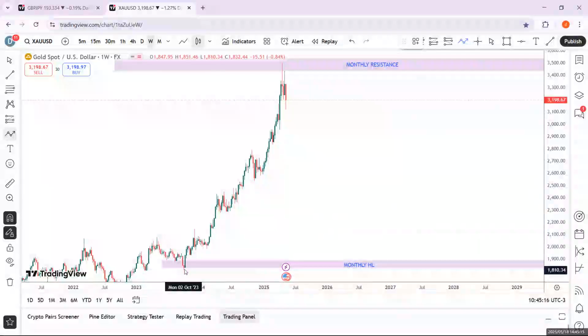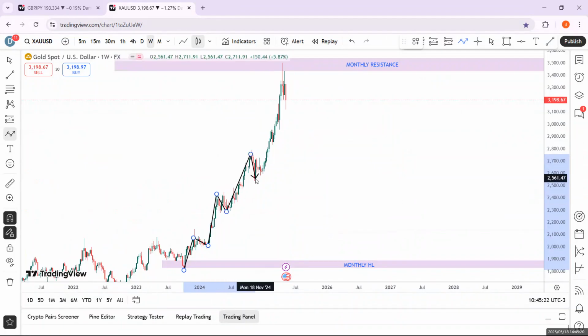Okay, so reading structures from here again, we saw prices make push and exhaustion to this point, push and exhaustion to this point, push and exhaustion to this point. And then after this, price started on small structure circles.